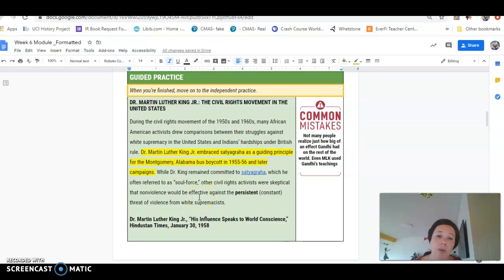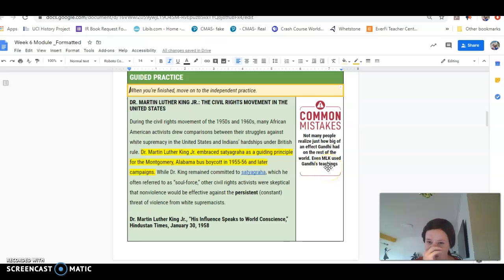While Dr. King remained committed to Satyagraha, which he often referred to as soul force, other civil rights activists were skeptical that nonviolence would be effective against the constant threat of violence from white supremacists.